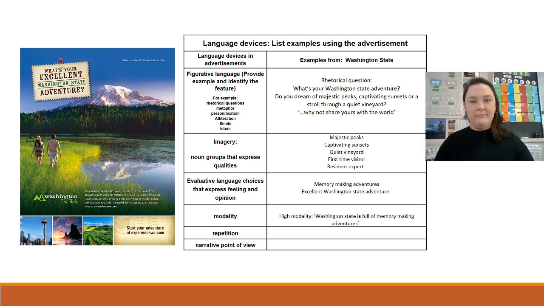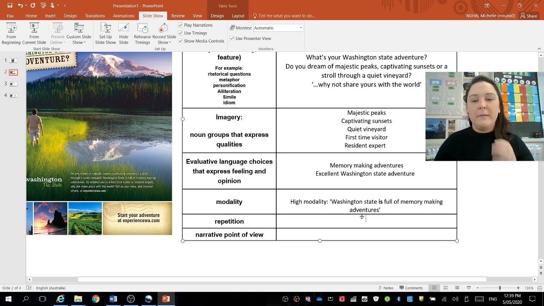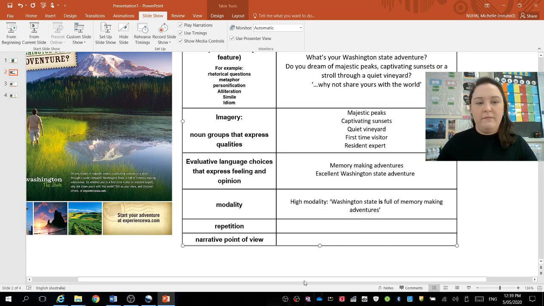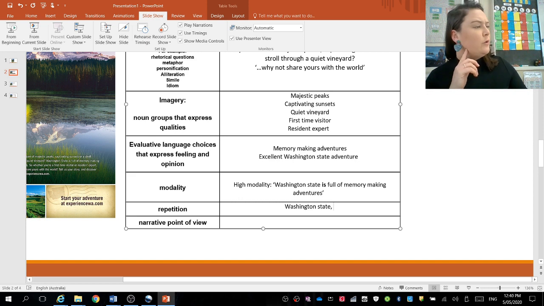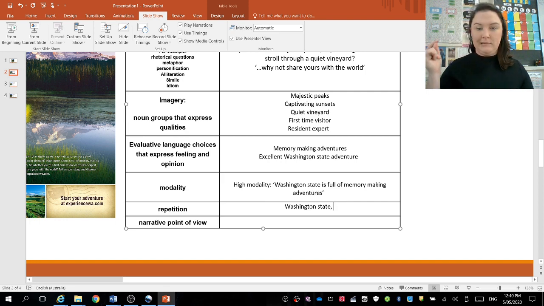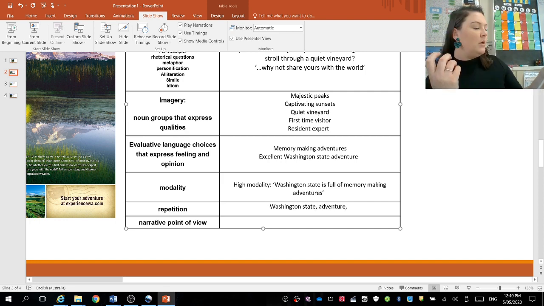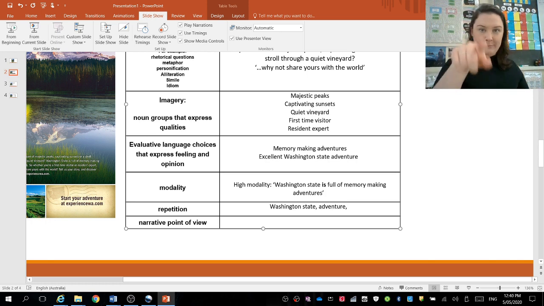Hopefully you paused it and now you're back. Okay, so repetition, what did we find for repetition? You should have hopefully found the name Washington State. I believe adventure was used more than once. So at the top there it is, memory making adventures. Yep, there we go. You know what they have repeated? Your, as in I'm talking to you.